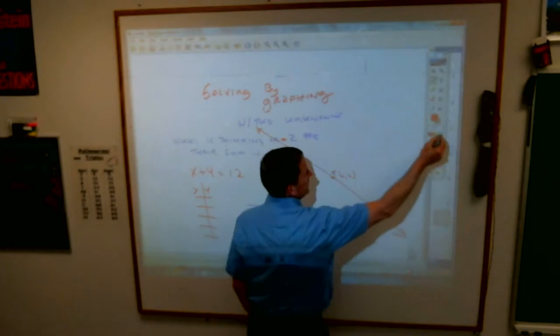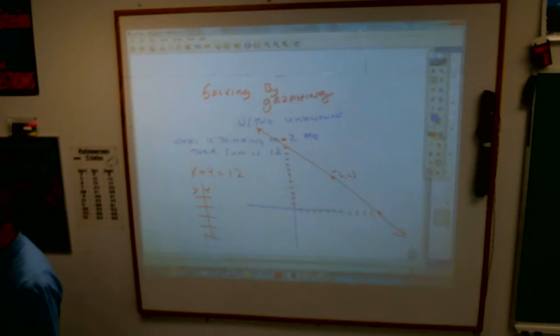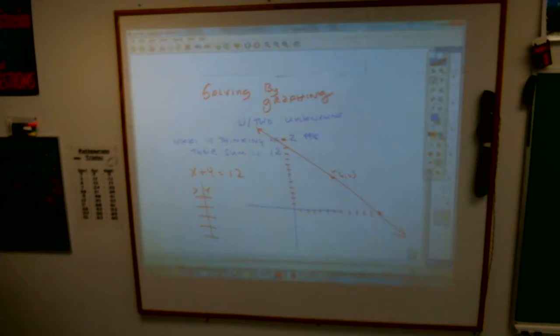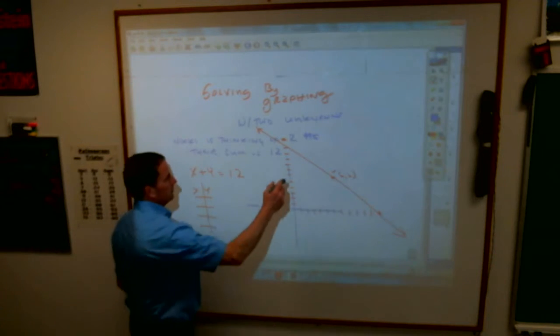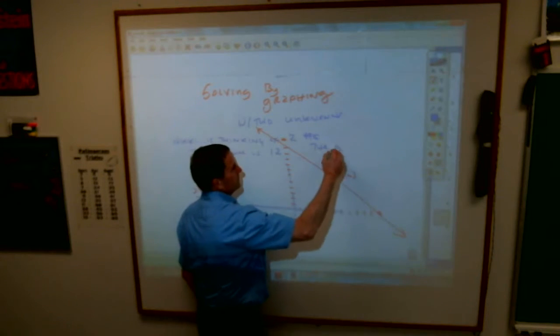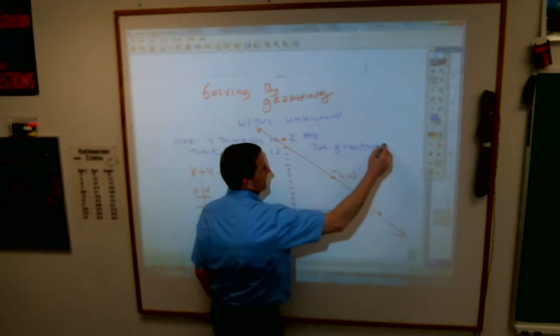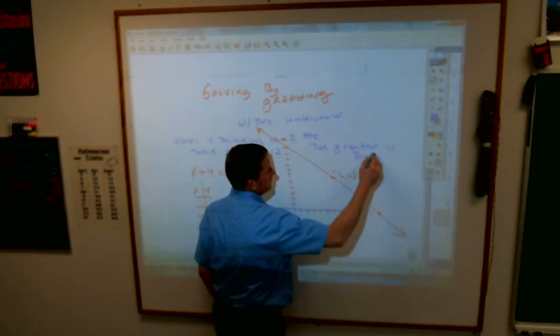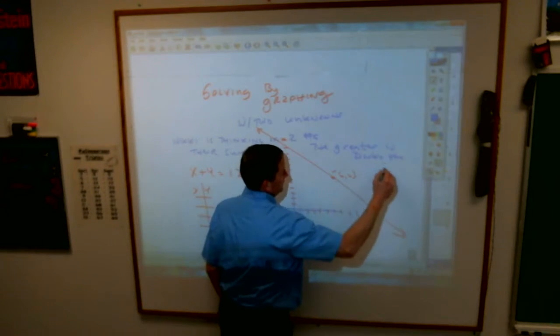But the question goes on to say this. It says she's thinking of two numbers. One, their sum is 12, and the greater one is double the lesser number. The greater is double the lesser.